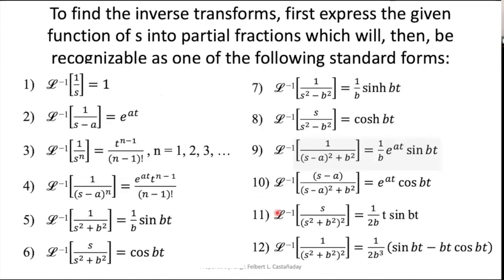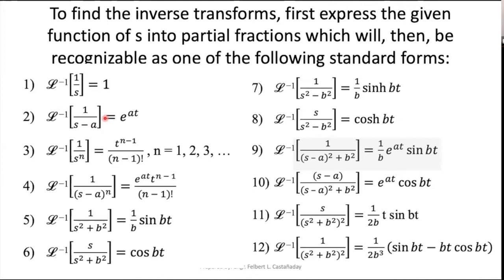Now to find inverse transforms like this one, remember the following standard forms. We know that 1 over s is the Laplace of 1. So the inverse of 1 over s is 1. Now, we know that 1 over s minus a is the Laplace transform of the function e raised to at. So the inverse transform of 1 over s minus a is e raised to at. So just stick with the standard form.